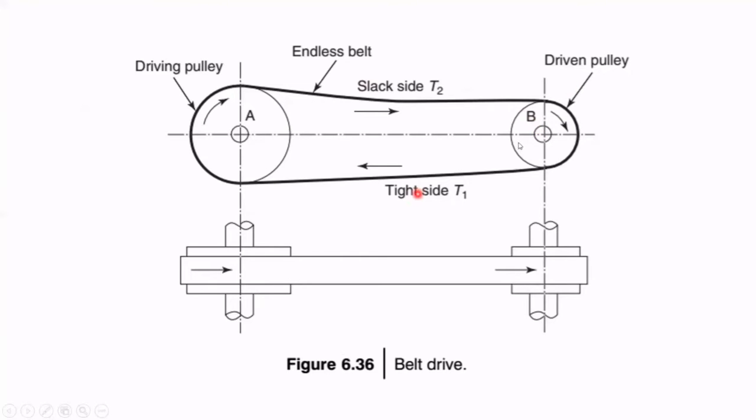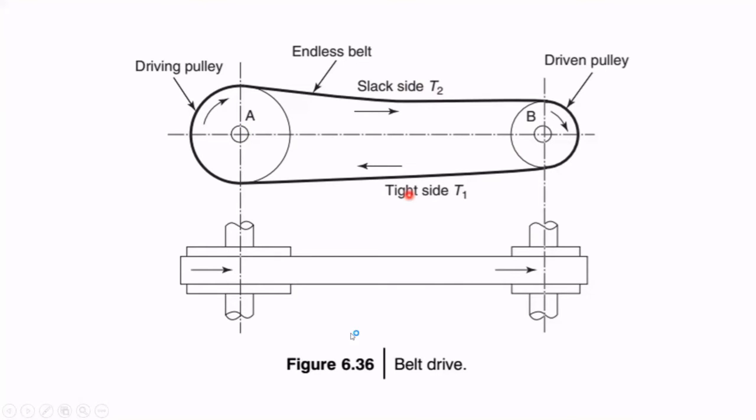Both are connected with the help of an endless belt, and the belt has two sides. One is the tight side, where the power transmission is done, on the lower side. This tight side is always under tension. And the second one is the loose side, that is the slack side. Here the upper part is always the slack side. The torque transmitted by the belt drive depends on the difference between these two tensions. Tension on the tight side minus tension on the slack side decides the torque, means the force transmitted by the belt drive.